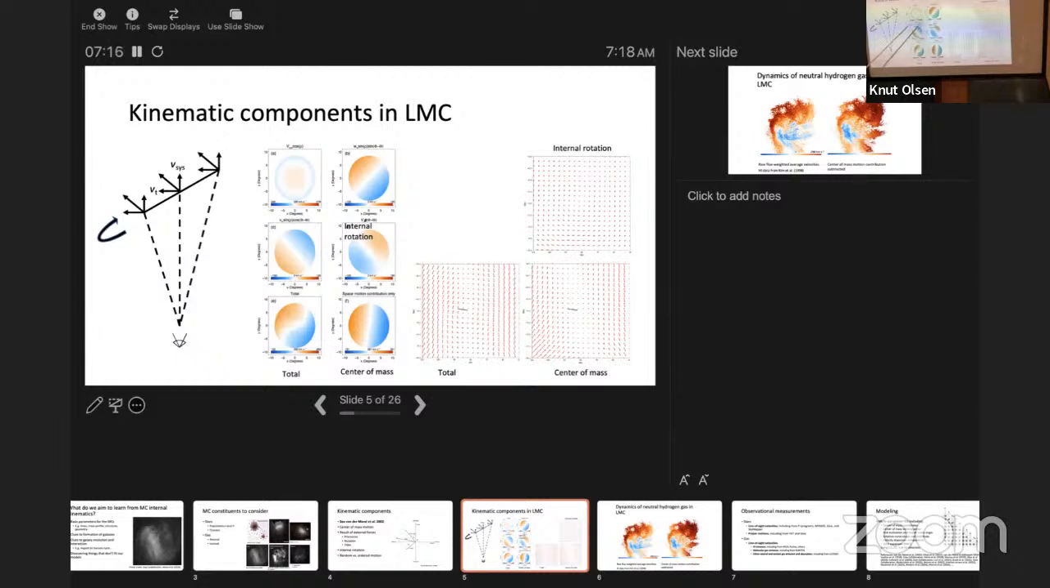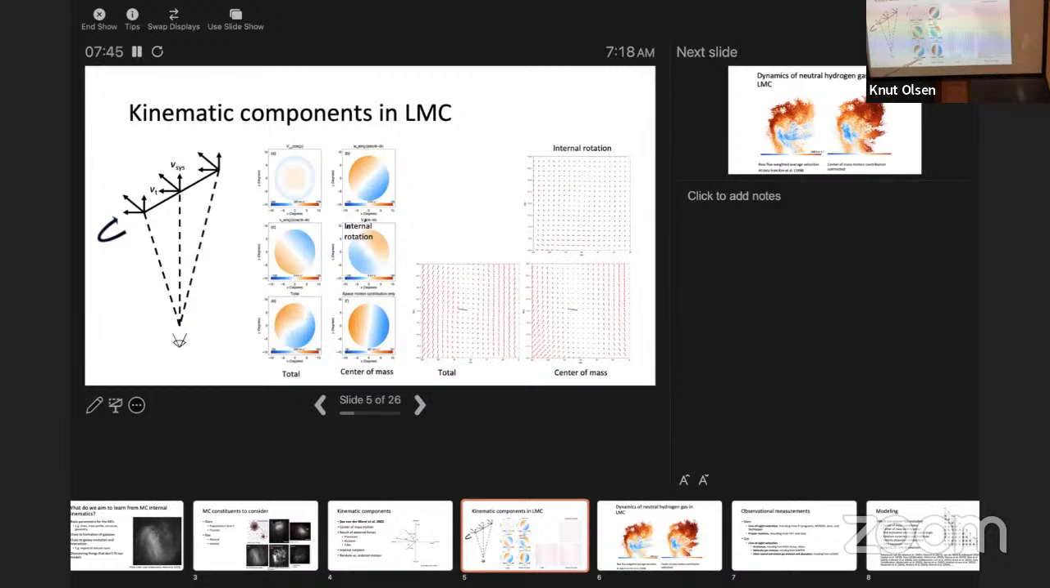These are two components of the tangential motion vector, which induces a gradient, right? And then there's the internal rotation, which has this familiar spider-like pattern that you see in galaxies. You add all of those up together and you get something like this. And this is just the center of mass contribution.